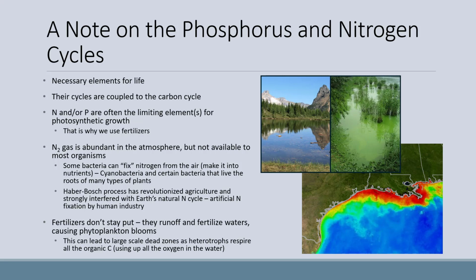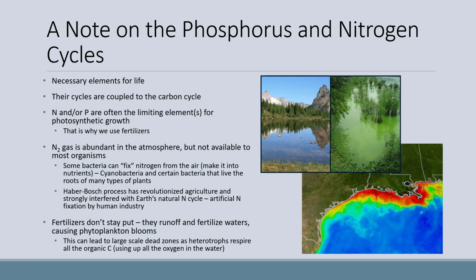One quick note on the phosphorus and nitrogen cycles, since all biogeochemical cycles are connected in the Earth system. These two elements are necessary and very important for life. Because of that, their cycles are coupled to the carbon cycle. Nitrogen and/or phosphorus are often the limiting elements or nutrients for photosynthetic growth, which means that a plant or algae or cyanobacterium could grow and photosynthesize more if they had more nitrogen or phosphorus. That's why we use fertilizer for crops.